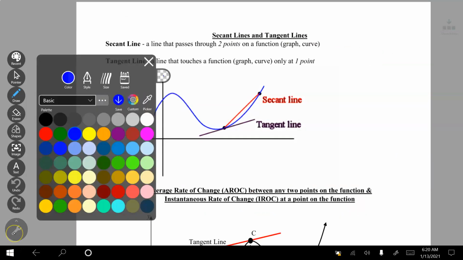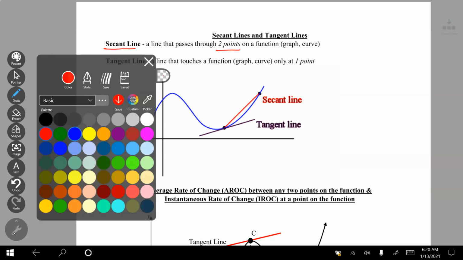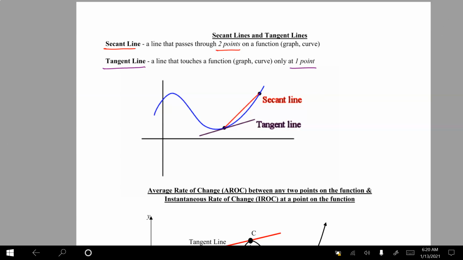So this page is going to talk about the difference between a secant line and a tangent line. A secant line is a line that passes through 2 points on a function, and a tangent line is a line that just barely touches a function at 1 point. So you can see on this graph the difference between the two, and we're going to work on calculating the average rate of change for the secant line, and what we call the instantaneous rate of change for the tangent line. If you recall your freshman physics class, you did this all the time when you did velocities.